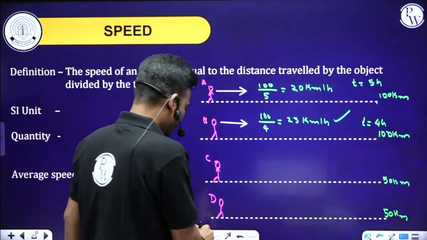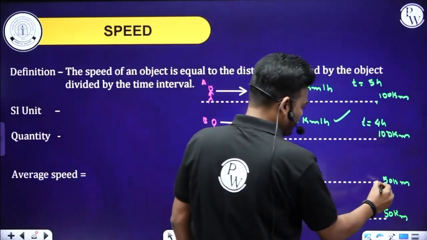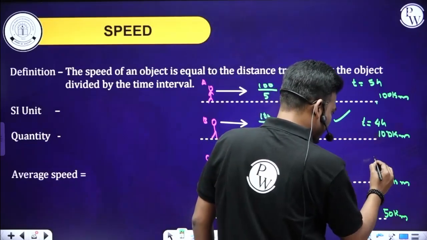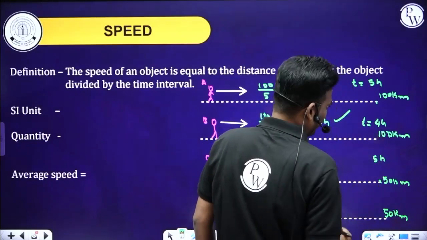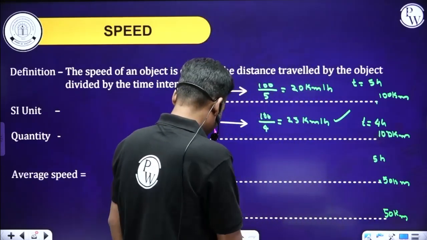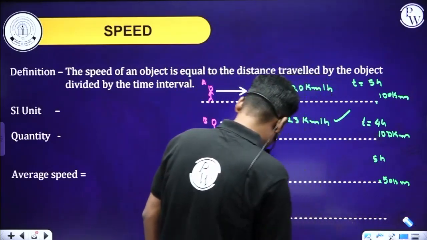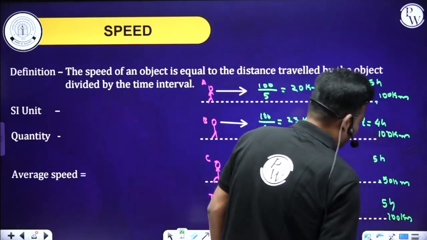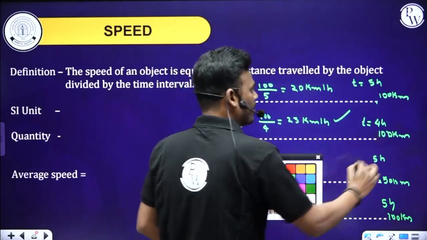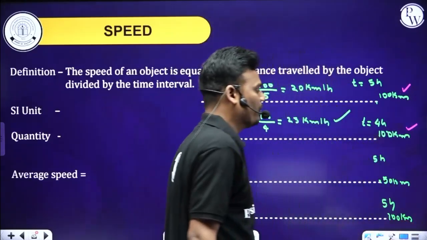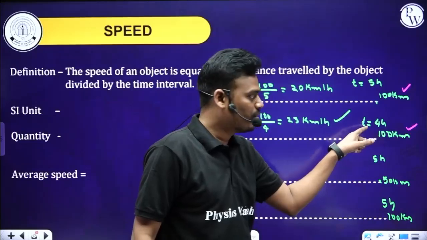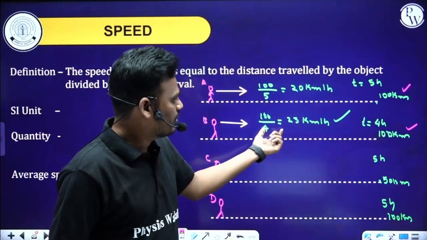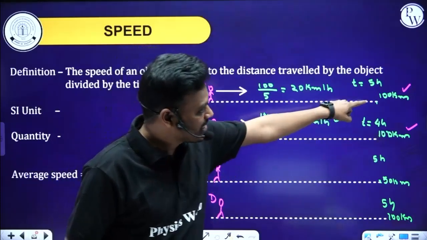Now the second one. The body C has reached 50 kilometers in 5 hours. And this one, let's consider this is 100 kilometers, for example purposes, and it is also 5 hours. In the first case, you can see the distance is the same, 100 kilometers and 100 kilometers, but the time is different. So in this particular situation, if the time is less, the speed of the body is more when the distance is the same.